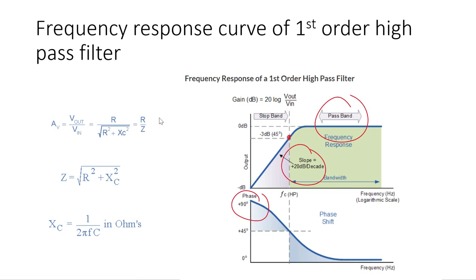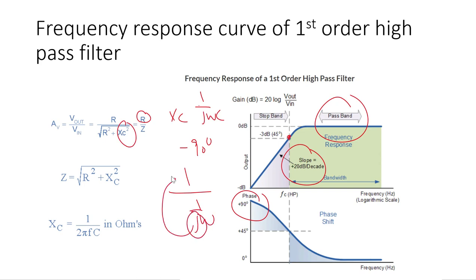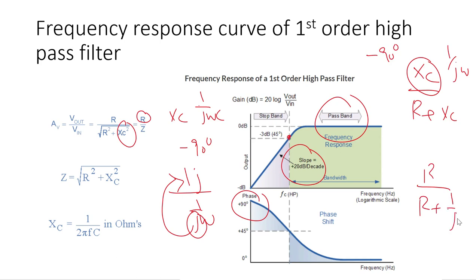In the previous equation we had Xc above, so due to that we had minus 90 degree, as Xc is 1 over j omega c. Now the Xc is in the downside. Are you getting my point? In the first equation we had Xc divided by R plus Xc, so we had this 1 over j omega c that was making a minus 90 degree angle. Now we have R divided by R plus 1 over j omega c.